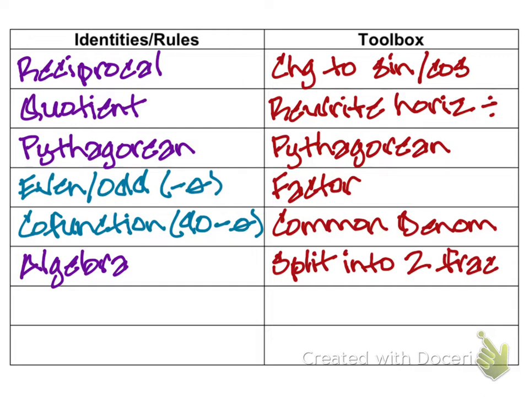On the right-hand side in our toolbox are things that we want to use to work on the left side of our identity: changing everything to sine and cosine, rewriting vertical division as horizontal division. Pythagorean is just something to always be thinking about when you see squareds. Factor, getting a common denominator, and splitting everything into two fractions. And then through this video, we're going to add one more thing.